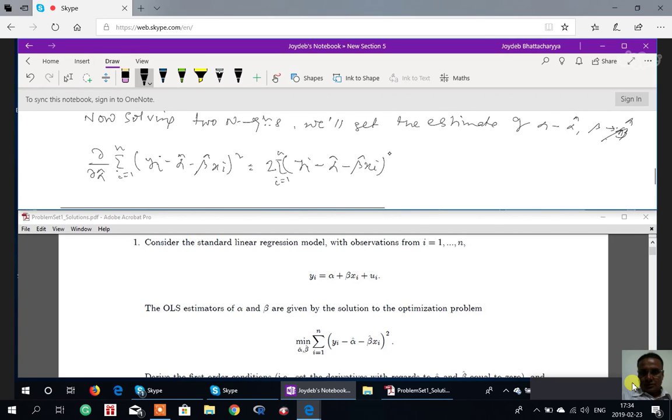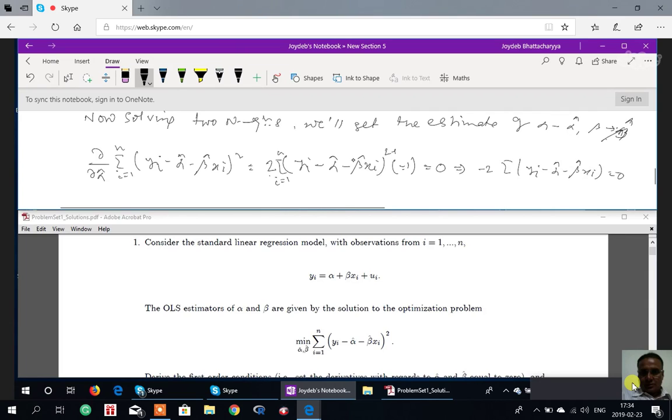This square is no more there. It is actually 2 minus 1, so that goes, and there is a minus 1 here. This minus 1 is for this alpha hat, because in a partial derivative the contribution comes from the variable with respect to which it is being differentiated, right? So then that is set to be 0, and that implies that this is actually minus 1 and here it is 2. So minus 2 into summation yi minus alpha hat minus beta hat xi.